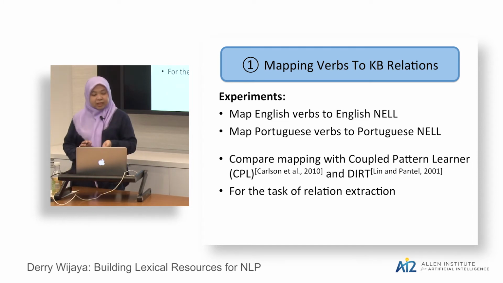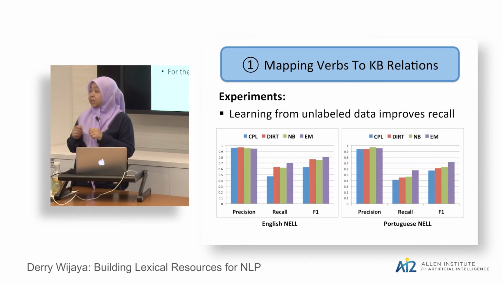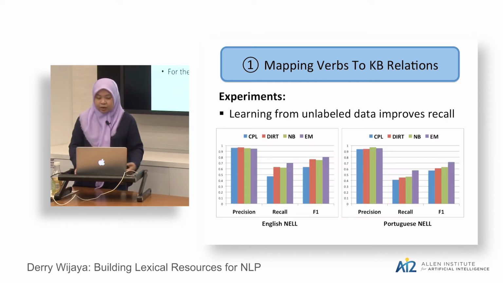And we experiment with this by learning a mapping between the English verbs and the English NELL relations, as well as the Portuguese verbs and Portuguese NELL relations. And we compare the mapping to a current pattern extractor that NELL uses to extract relations, using patterns that occur between the entity pairs. And we also compare it to DIRT, which measures the similarities between verbs and a relation based on the overlap of the entity pairs that they have. And we evaluate it for the task of relation extraction.